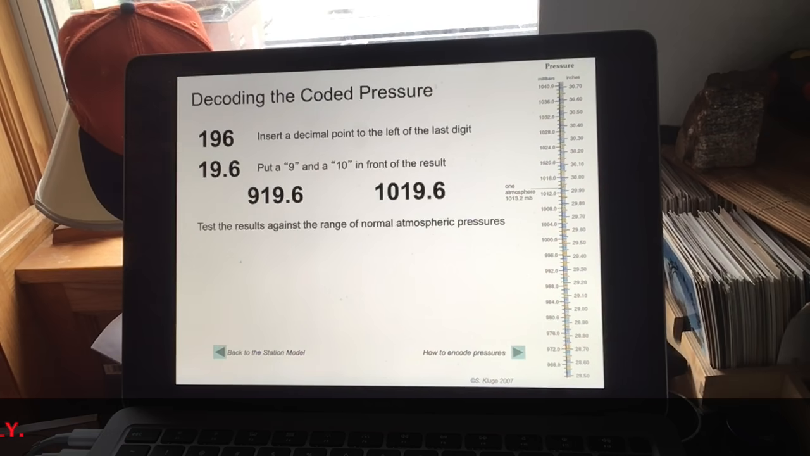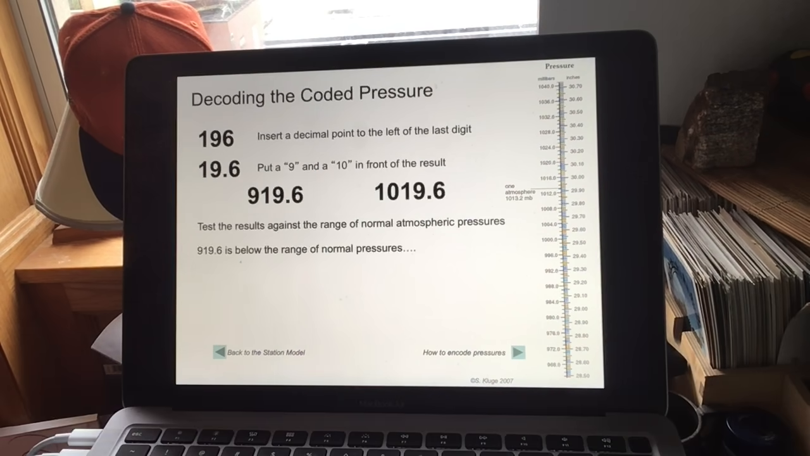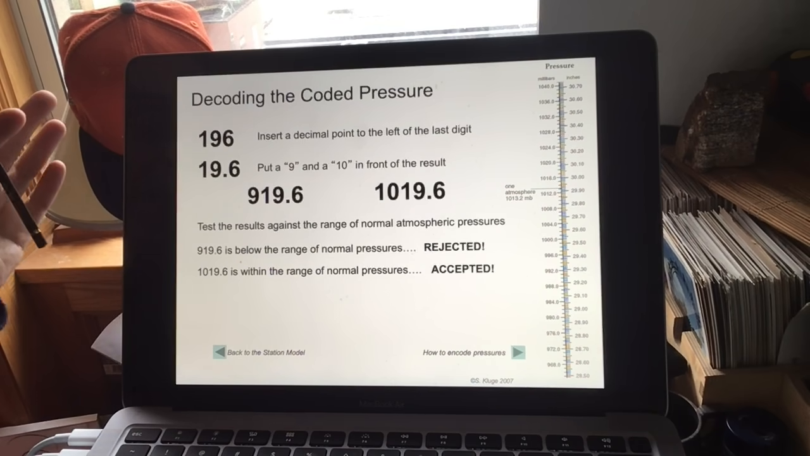Test results, 919.6 is below the scale, reject. 1019.6 is within the range, accept.